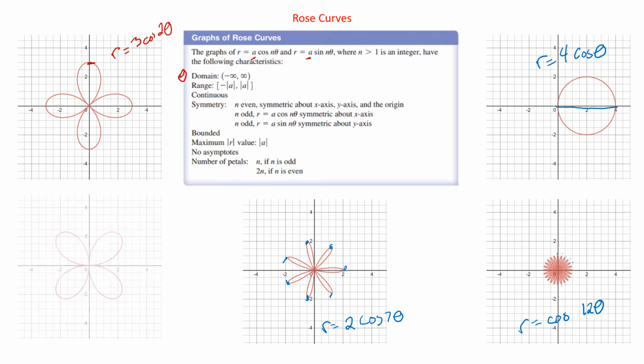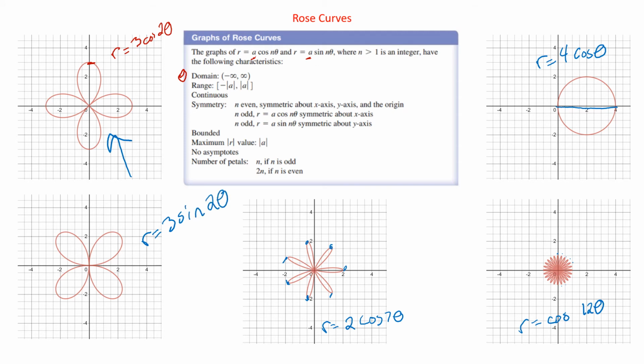If we wanted to graph this one with sine instead of cosine, it just rotates it 45 degrees. So it's still symmetric about the x-axis, y-axis, and origin. It still has the radius of 3, and it still has 4 petals. So this would be r equals 3 sine 2 theta. That's what would happen if we graphed this one. This petal that is on the x-axis would be right up here on the y-axis, and it would just rotate it.